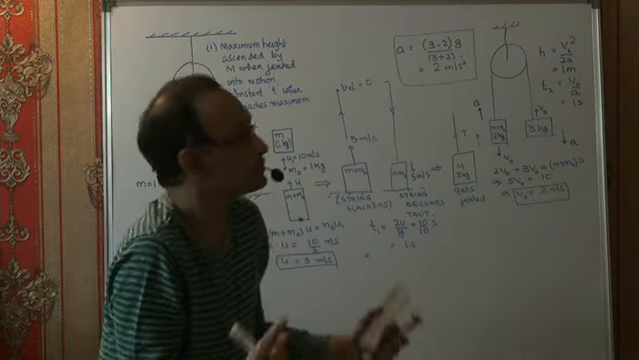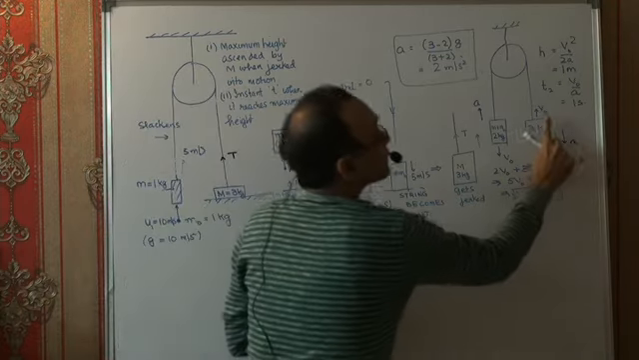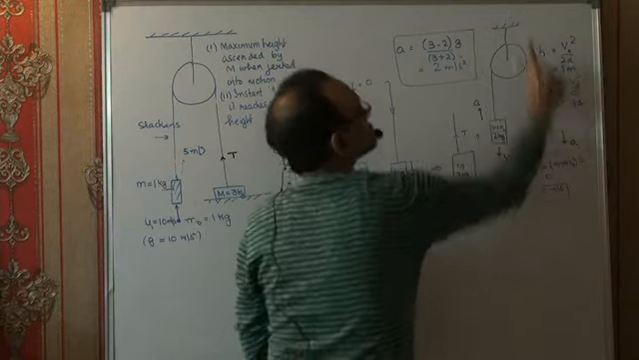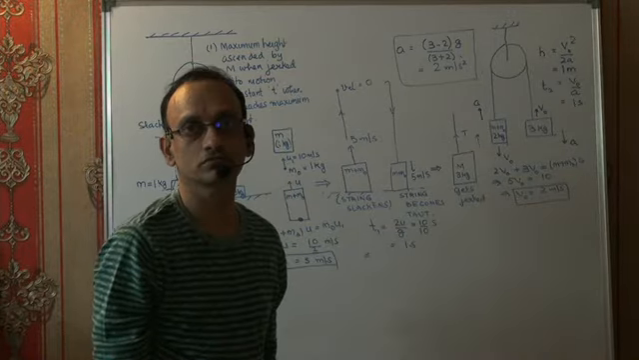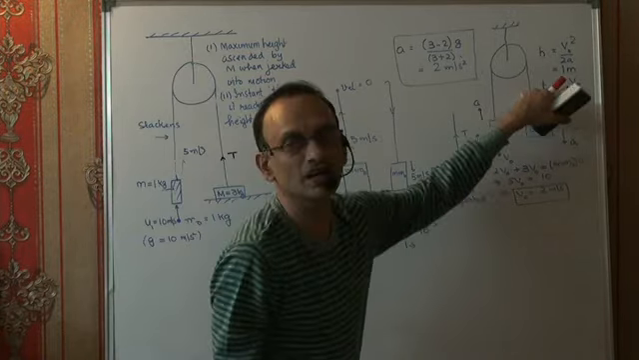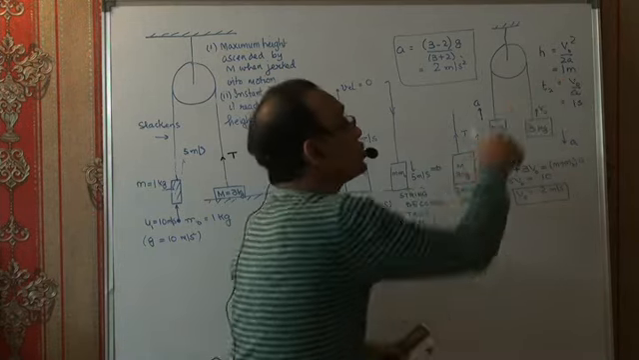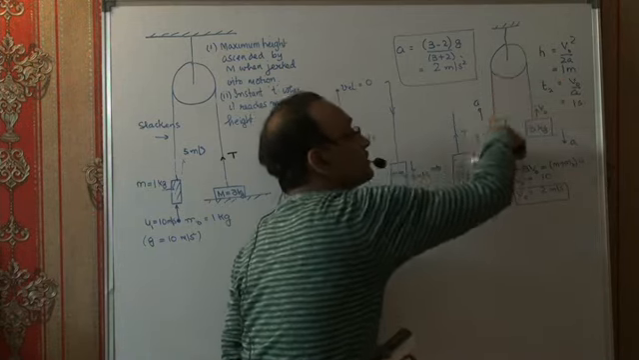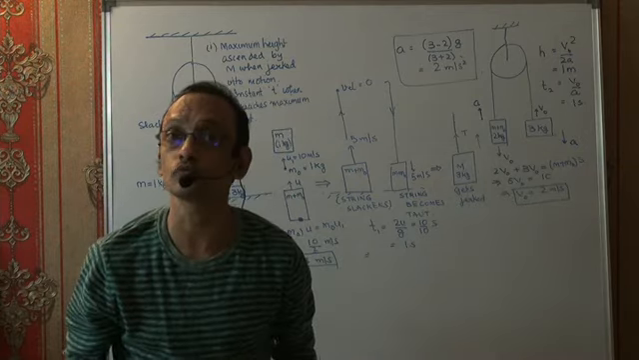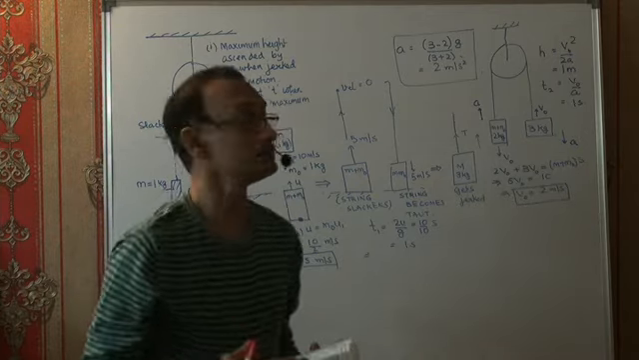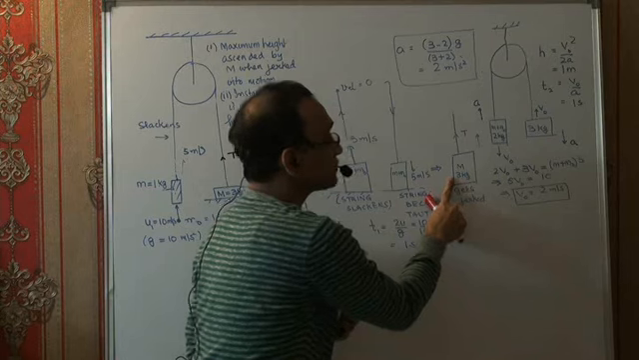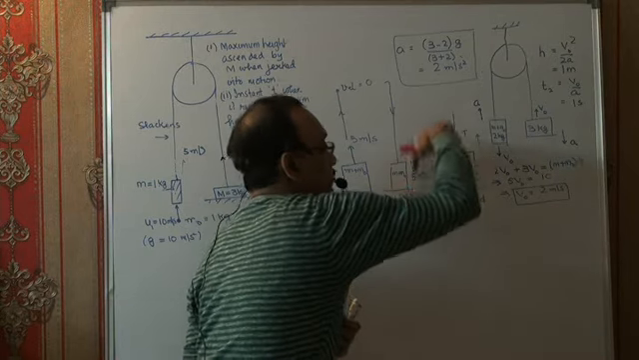Right after the jerk, let's assume that this mass, because of the jerk, starts to move up with a velocity v naught. This 3 kg mass will start to move up with a velocity v naught. So obviously this has to move down with a velocity v naught. Yes or no?